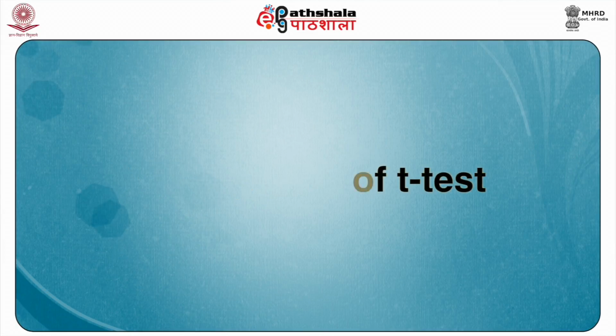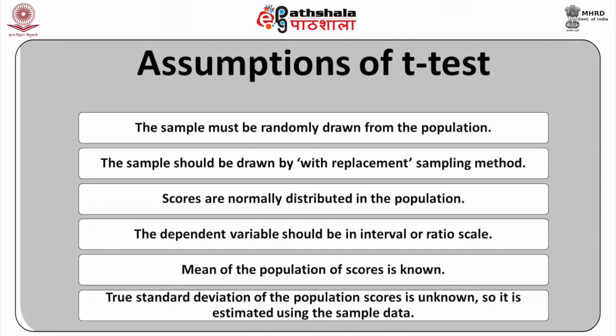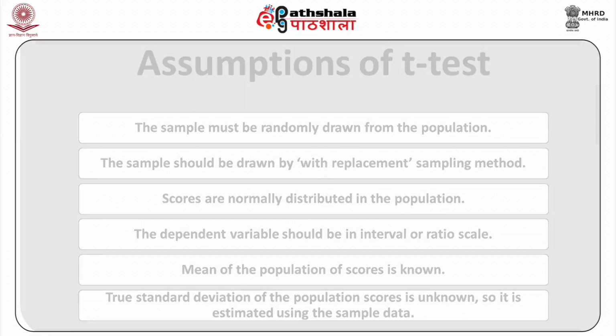Assumptions of t-test. Performing t-test, the following assumptions must hold true. The sample must be randomly drawn from the population. The sample should be drawn by with replacement sampling method. The scores are normally distributed in the population. The dependent variable should be in interval or ratio scale of measurement. Mean of the population of scores is known. True standard deviation of the population scores is unknown, so it is estimated using the sample data.